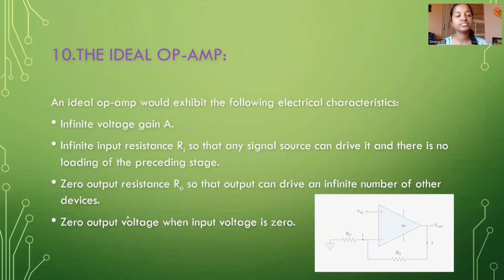And the 10th one is the ideal op-amp. An ideal op-amp would exhibit the following electrical characteristics. Infinite voltage gain A, infinite input resistance Ri so that any signal source can drive it and there is no loading of the preceding stage. Zero output resistance RO so that the output can drive an infinite number of other devices. Zero output voltage when input voltage is zero.